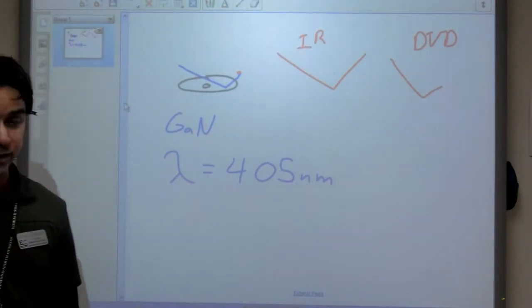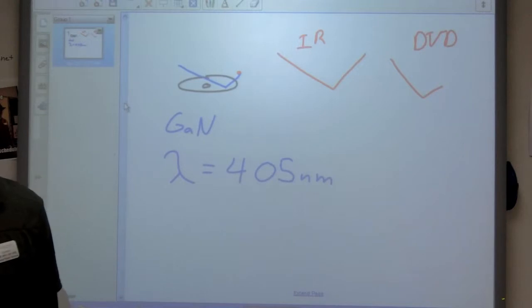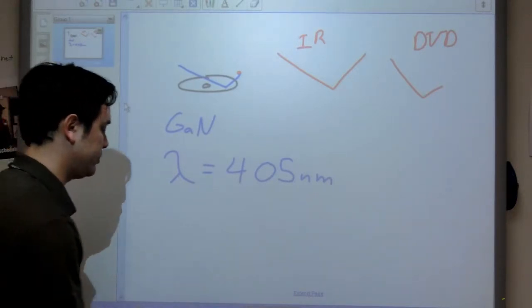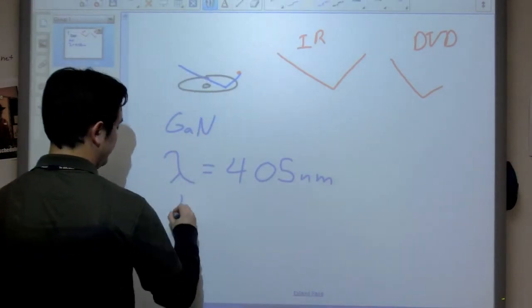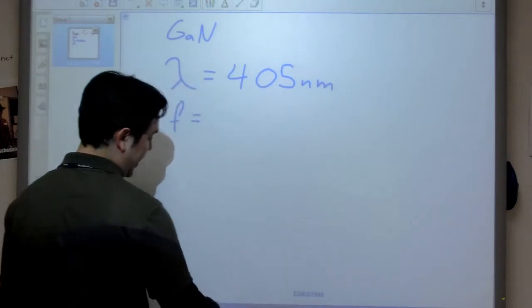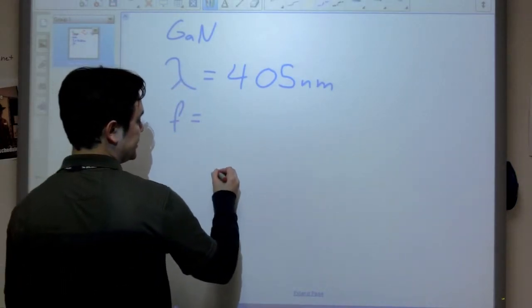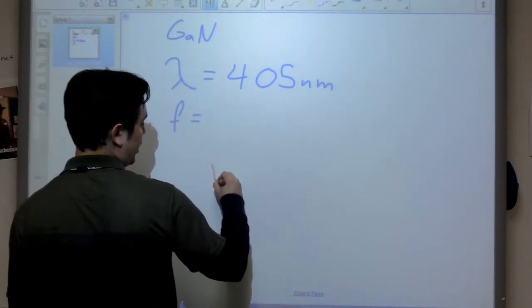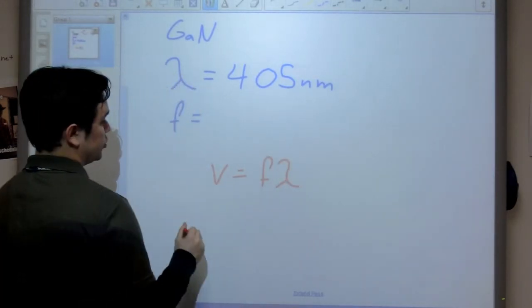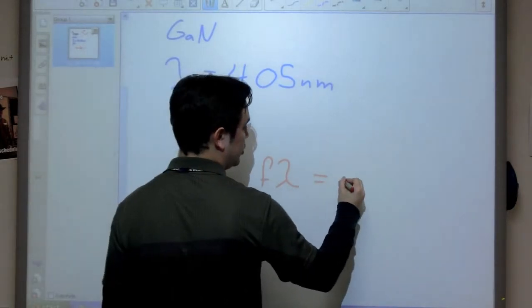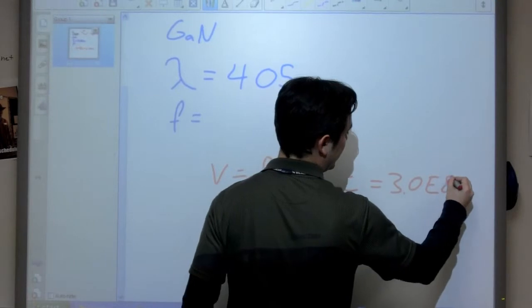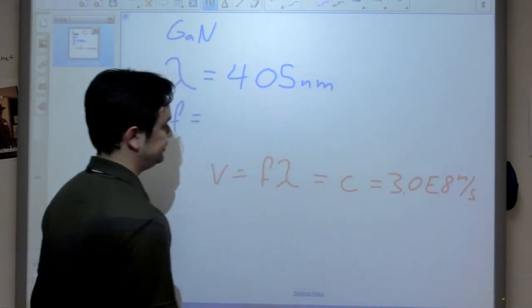Now, based around that, so we can learn a little bit more about the Blu-ray players themselves, I've got a couple of questions. The first thing I want to know is, what is the frequency of this light at 405 nanometers? We had the relationship in class, related to wave equations, where velocity equals frequency times wavelength. In this case, we're talking about light, so that is going to be equal to c, the speed of light, 3.0 times 10 to the 8 meters per second.